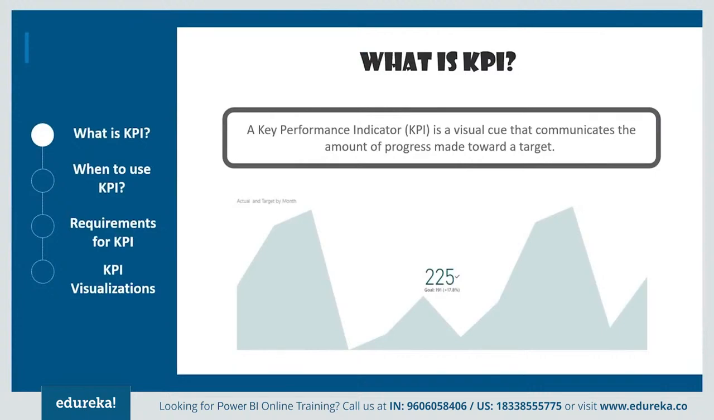A lot of you might wonder, what is KPI? A KPI, or a key performance indicator, is a visual cue that communicates the amount of progress you've made towards a certain goal. It basically demonstrates how effectively a company is achieving key business objectives. Organizations use KPIs at multiple levels to evaluate their success in reaching targets both internally and externally. High-level KPIs may focus on the overall performance of the enterprise, while low-level KPIs may focus on internal things like employees in departments such as sales, marketing, etc.